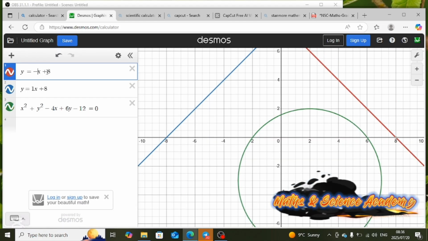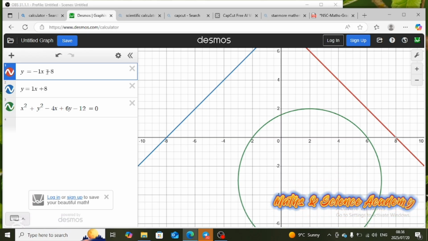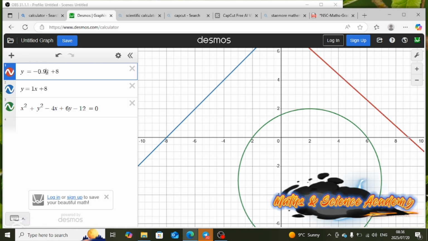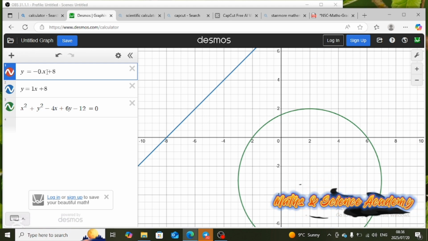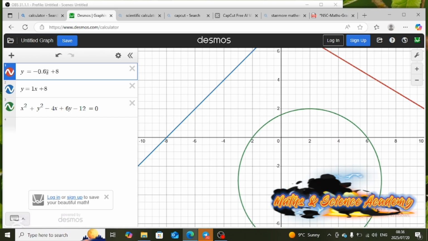From this graph simulation, we can see that for t greater than negative 1.33, let's start with negative 1, to negative 0.9, to negative 0.7, and again to negative 0.6. Looking at the red straight line, the line moves away from the circle.